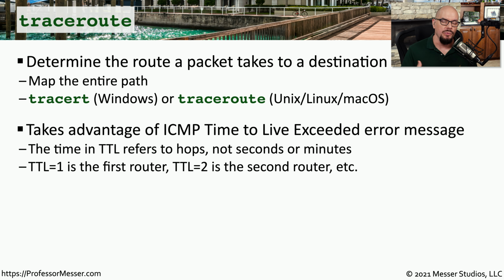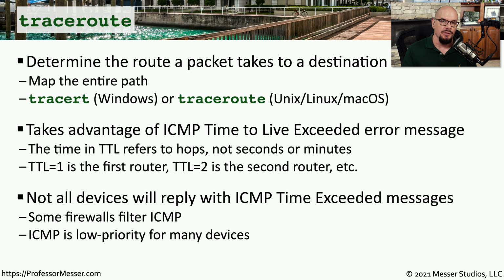Traceroute uses a function within ICMP called the time to live exceeded message. Time to live is not referring to the number of seconds or minutes. It's referring to the number of hops that a packet takes through a router. Traceroute usually works to most devices, but you may find certain hops where the router will not reply with an ICMP time exceeded message. These are usually firewalled out or prevented from being sent back, so you'll see that an asterisk is used to designate one of these hops where you don't receive a response.